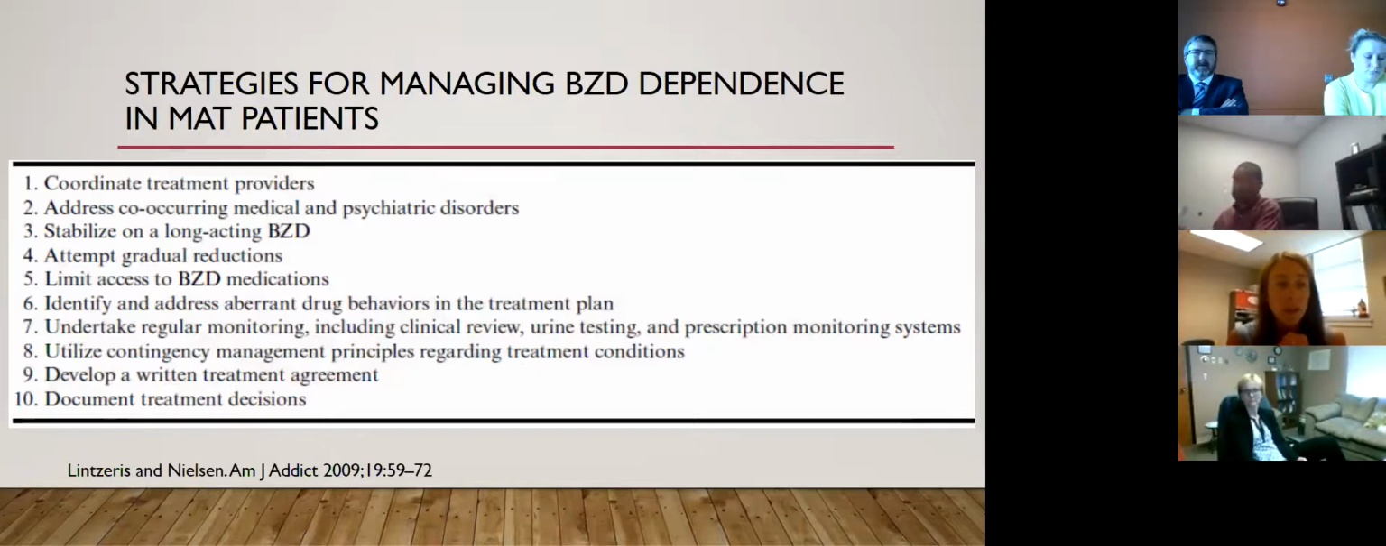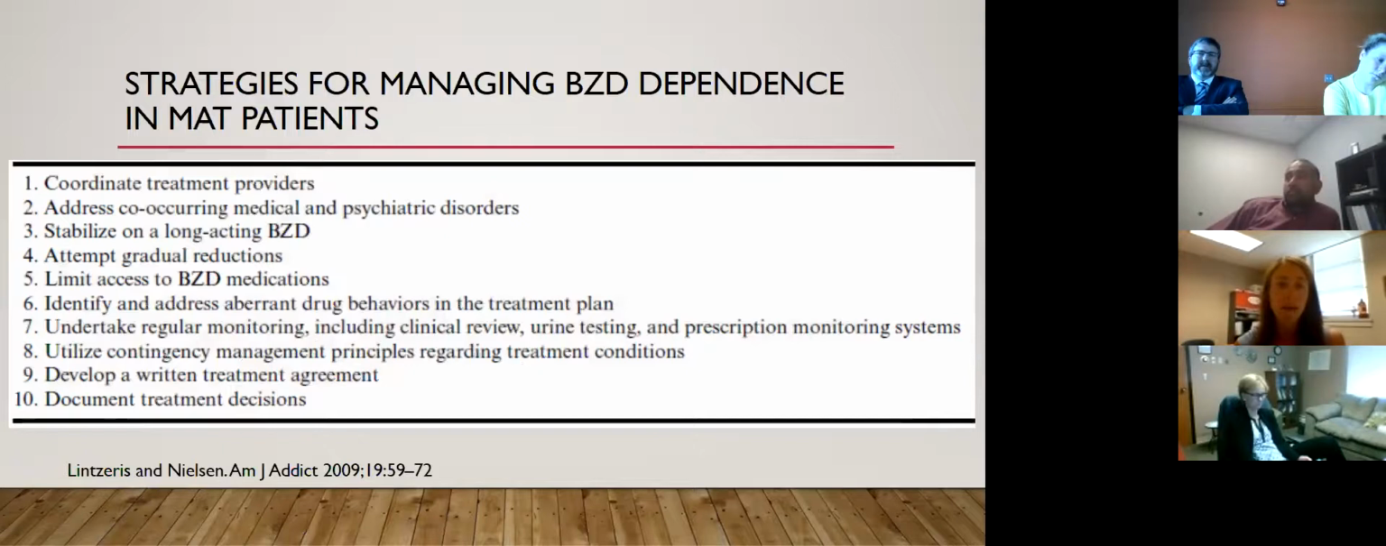It's recommended to attempt gradual dosage reductions of benzodiazepines, trying to target the lowest effective dose that is possible. Limit access to benzodiazepine medications from other sources if possible. Identify and address aberrant drug behaviors in the treatment plan. Undertake regular monitoring, including clinical review, urine testing, and prescription monitoring systems. Utilize contingency management principles regarding treatment conditions. Develop a written treatment agreement, and document those treatment decisions.